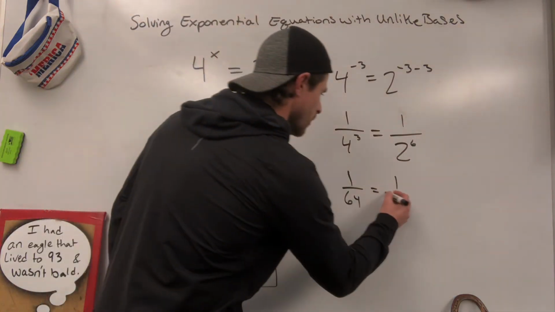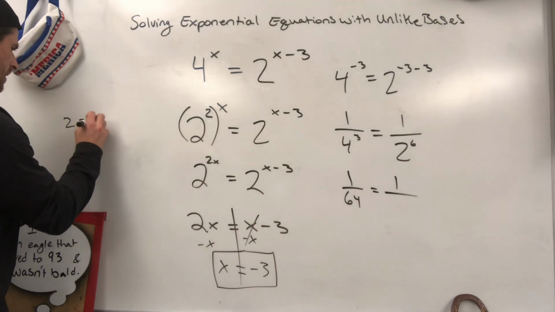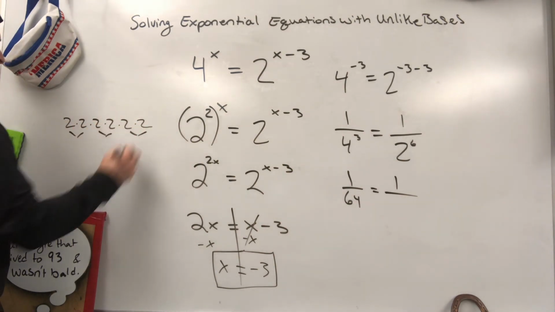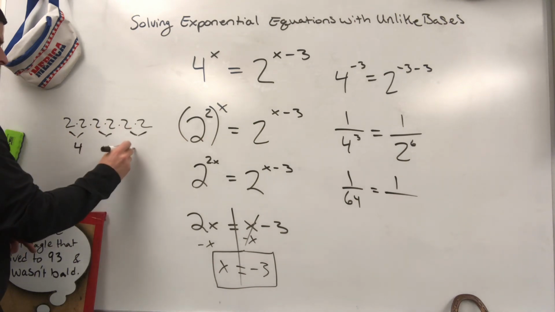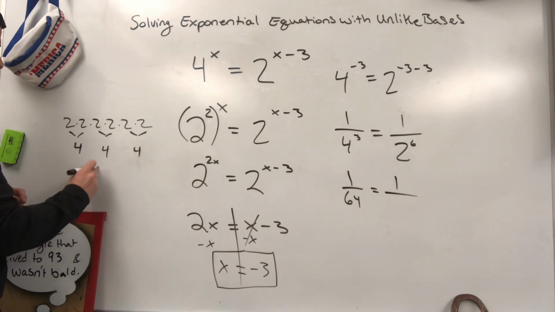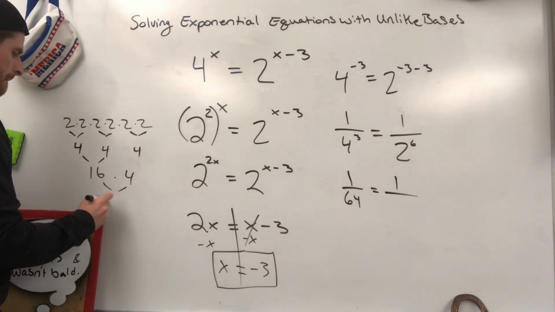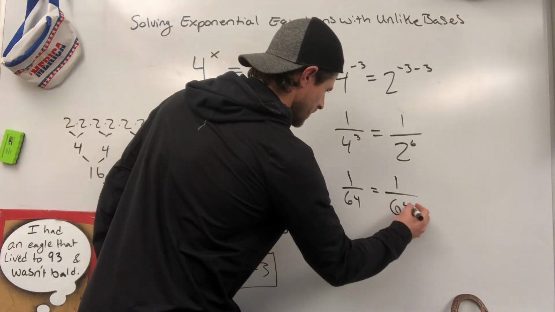This is going to be 1 over, and then remember 2 to the 6th power is just 2 times 2 times 2 times 2 times 2 times 2. Tricks to the trade. That makes a 4. That makes a 4. That makes a 4. 4 and 4 makes 16. 16 times 4 is going to make 64. Yes! Checks out. Life is good.